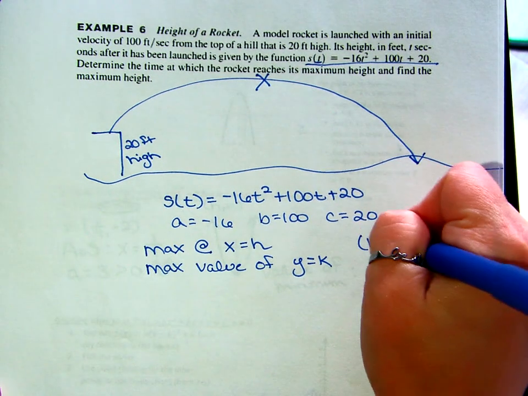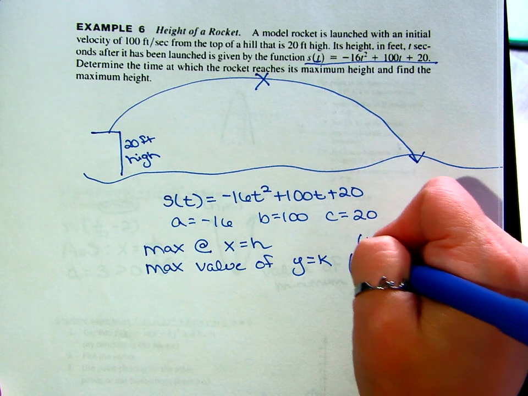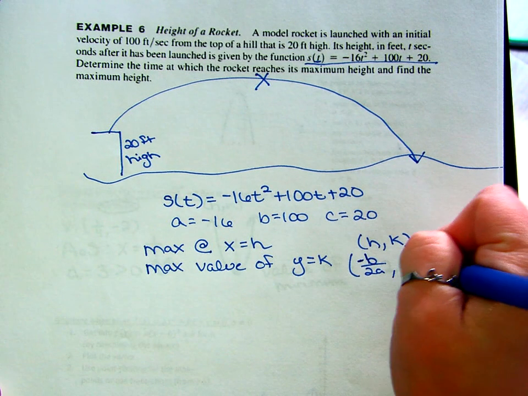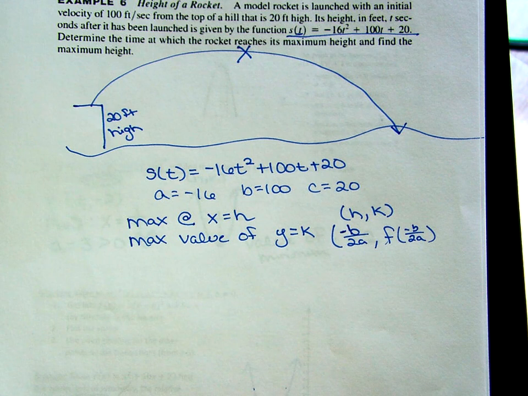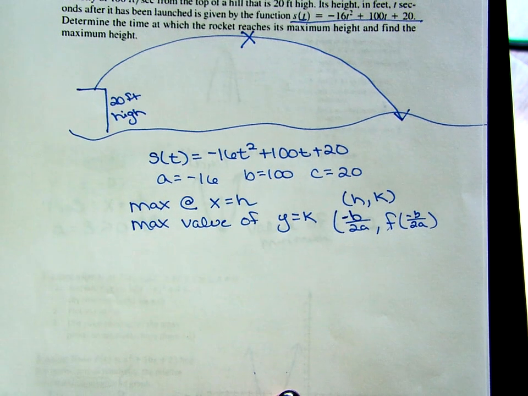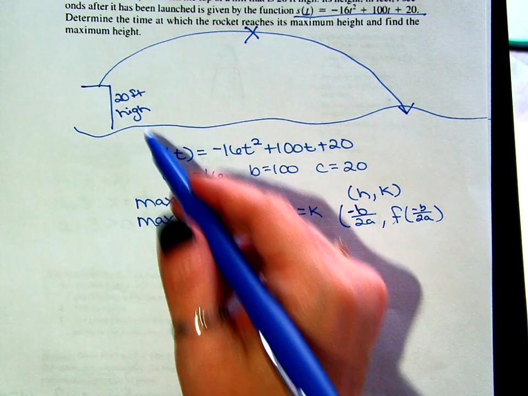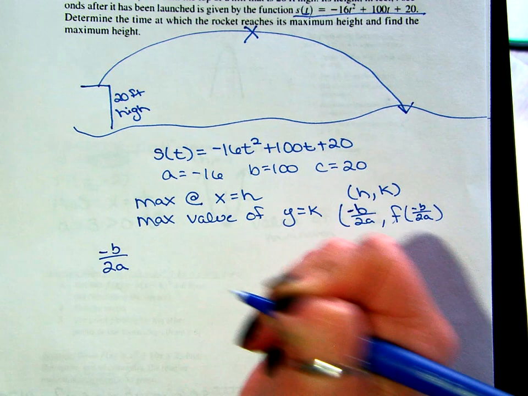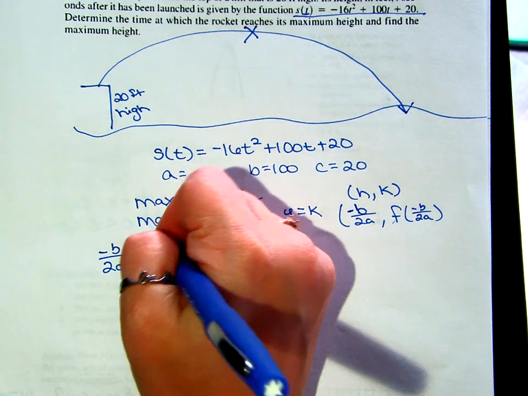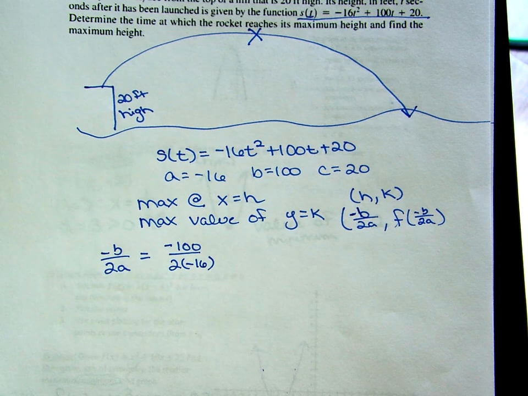The vertex is negative b over 2a, and then f of negative b over 2a. Or if you want, you could write that as an s, because our function is given to us as s of t. So the first thing I'm going to find is how long it takes our rocket to get up to its maximum height. That's our negative b over 2a. Well, our b is 100, so that would be negative 100 over 2 times our a, which is negative 16. Negative 100 over negative 32.